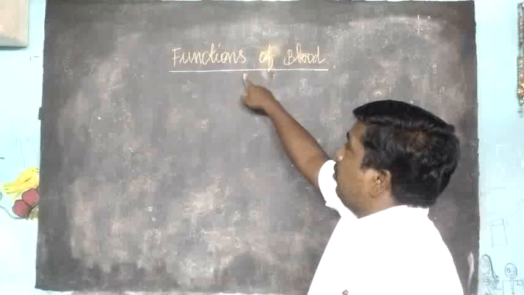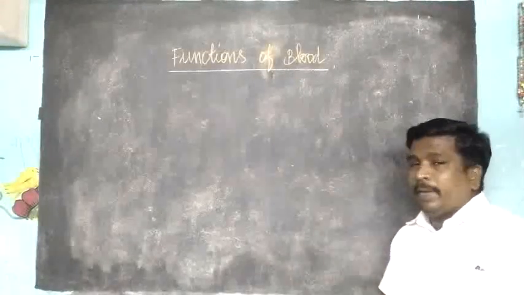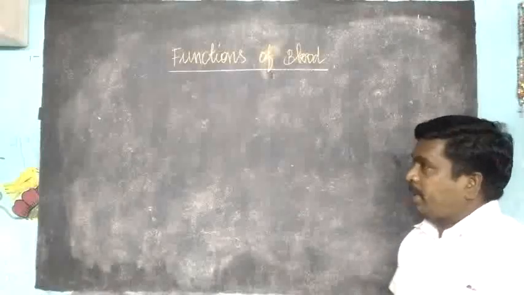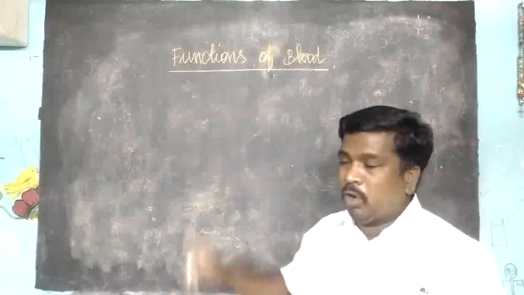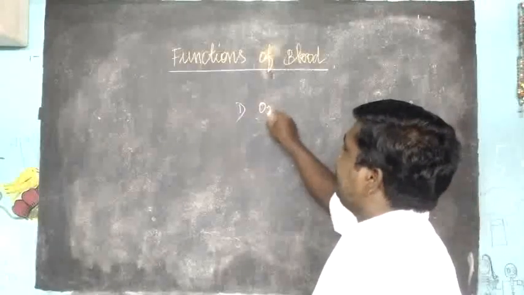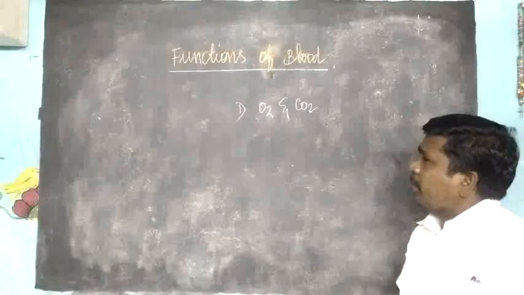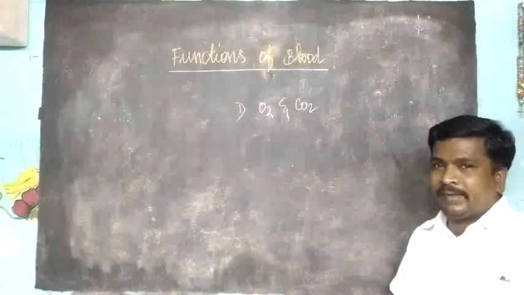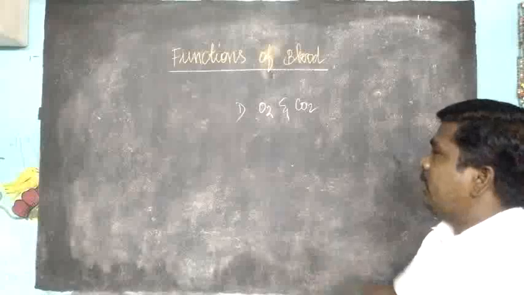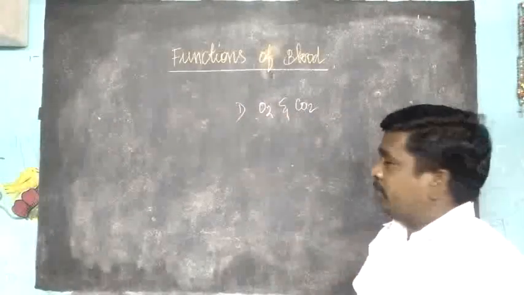Now we are going to learn about the functions of blood. Blood plays a very important role in the human body. It performs different functions. We can learn them one by one. First one, it transports oxygen and carbon dioxide. So, it is a transporting medium of respiratory gases. Blood is essential for carrying oxygen and carbon dioxide from one place to another.